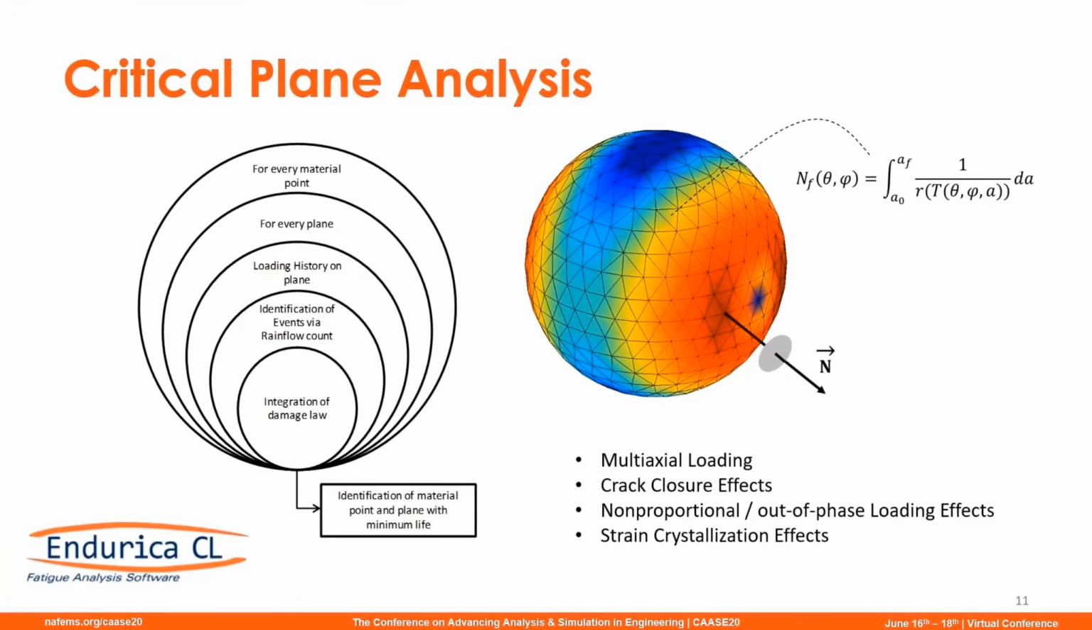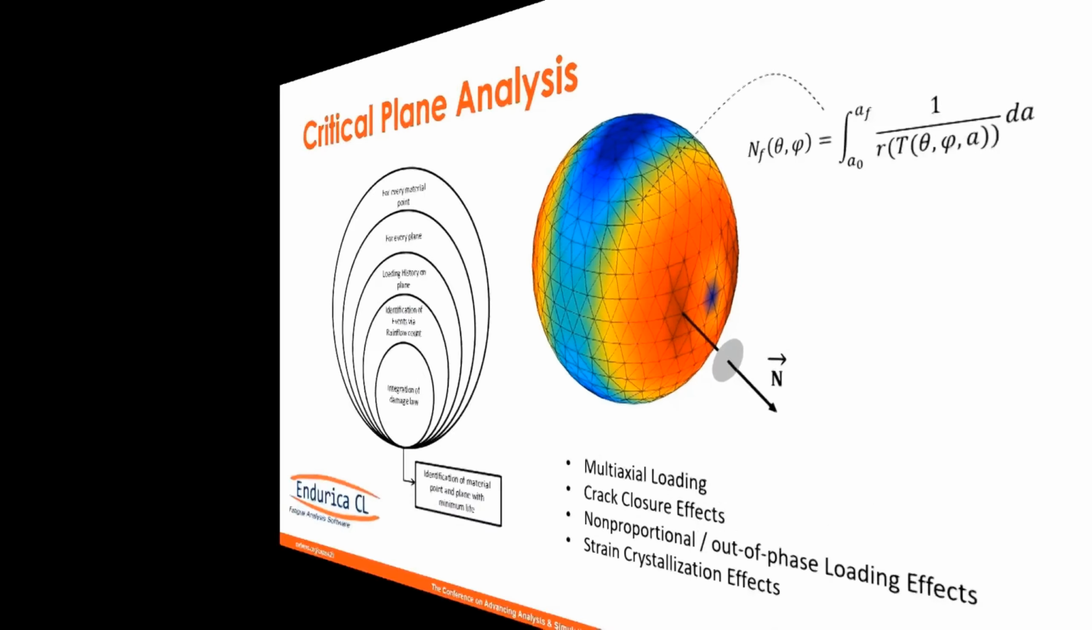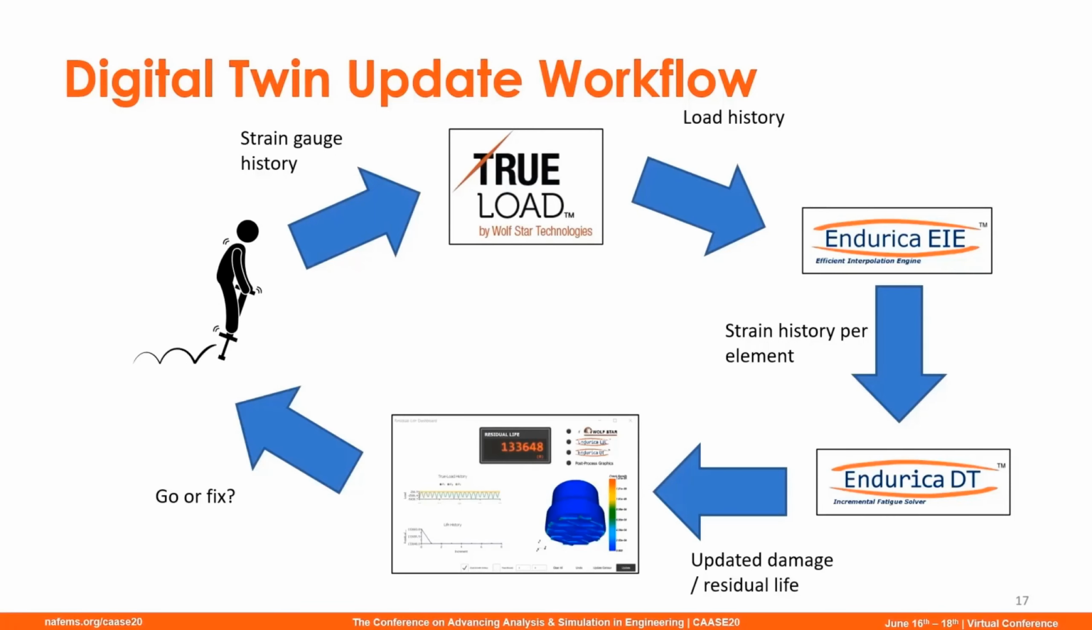Now, the Endurica CL solver uses a procedure called critical plane analysis, and this integral that I've mentioned, where we integrate the size of the crack, is iterated over every possible orientation that a crack might take, right? So within any given single element, a crack potentially could occur in a number of different possible orientations. And in our fatigue calculations, we calculate them all. You might say that the critical plane analysis is kind of a Murphy's Law type of principle, in that we're looking for the crack that's going to grow the fastest, and that's the one that we predict as controlling the fatigue life, right? So here's the workflow for updating the digital twin after we've set everything up and initialized the residual life. The guy on the pogo stick is jumping.